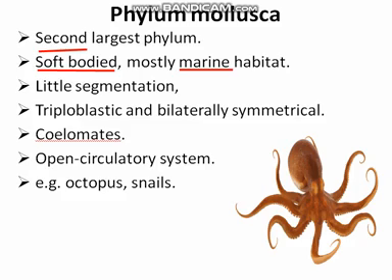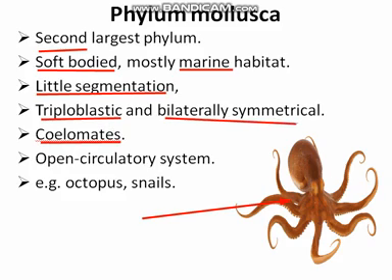There is little or no segmentation, as you can see here. In this example, this is an octopus, which comes under this group. There is very little segmentation on their body. These are also triploblastic, bilaterally symmetrical with a coelomic cavity. That means they are coelomates or eucoelomates. Their circulatory system is also open. You know that they do not have blood vessels. So that's what we mean by open circulatory system.